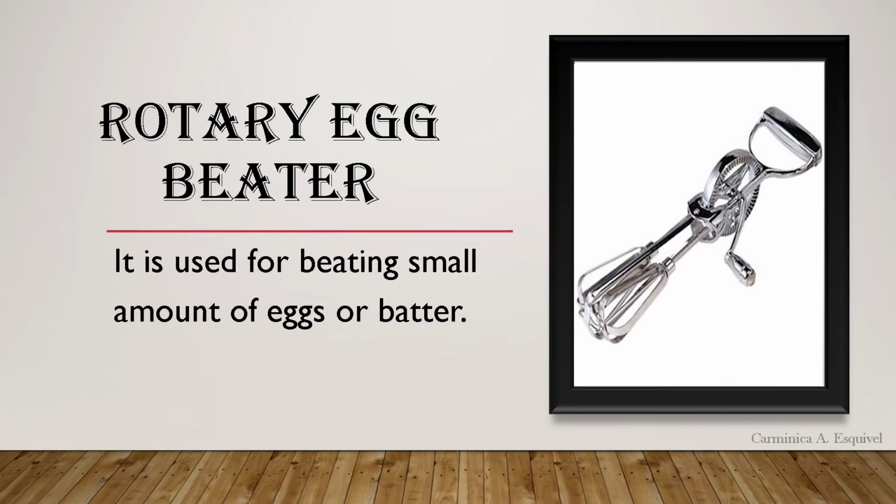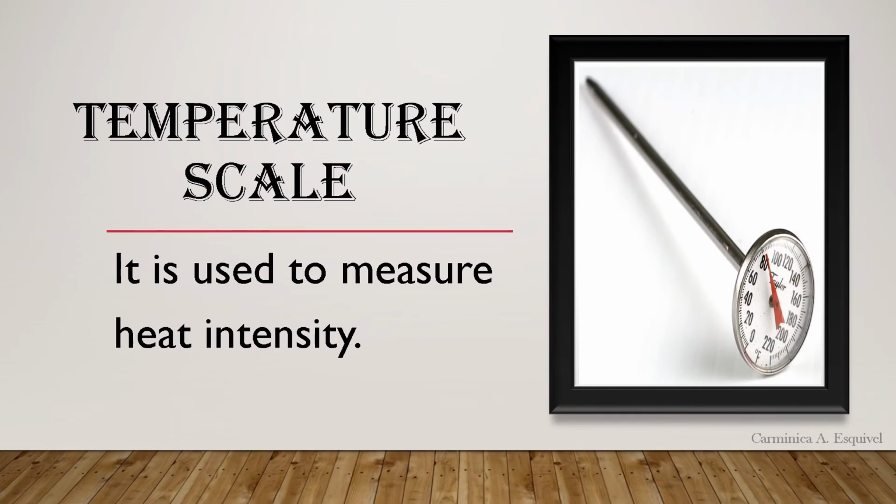Next is the rotary egg beater. It is used for beating small amount of eggs or batter. Next is a temperature scale. It is used to measure heat intensity.